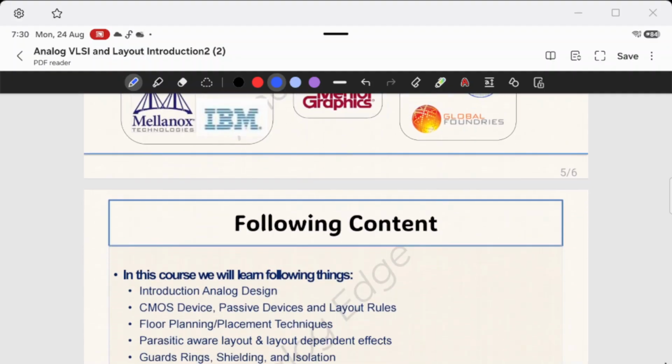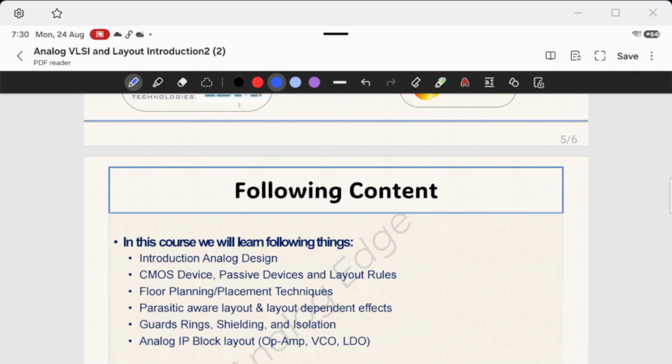Okay. And after this video, I'd like to give an introduction to analog design and various CMOS devices, passive devices, layout and their rules, floor planning and placement techniques, parasitic aware layout and layout dependent effects, guarding and shielding, analog IP block development. So I'll pick any layout, so any op-amp or VCO. So we can dig deeper to understand whatever techniques we have learned in the prior videos.